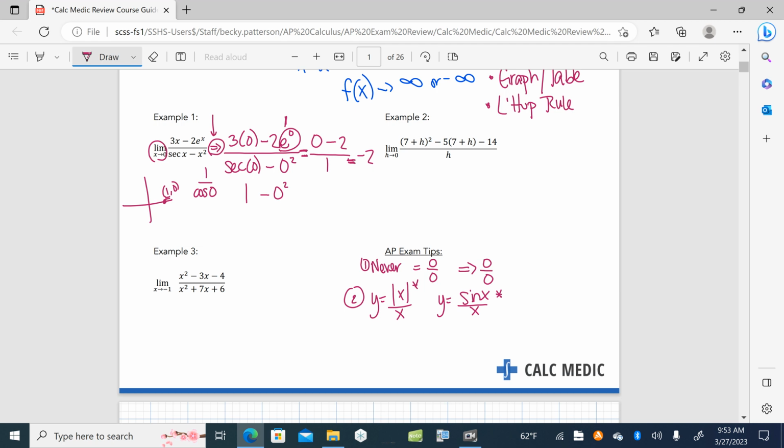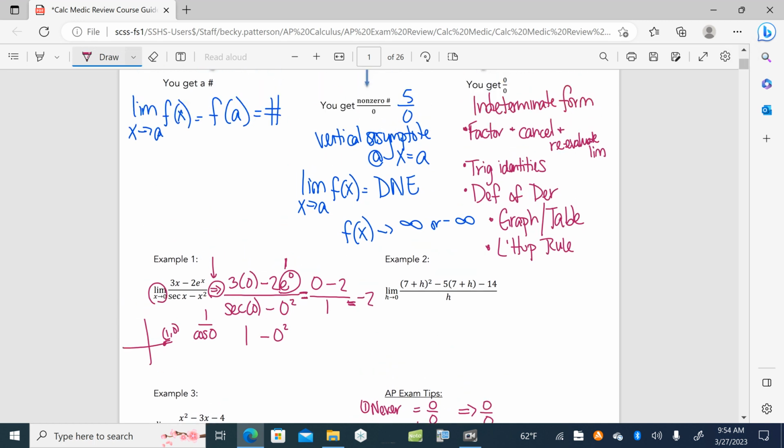All right, example number 2. Again, the first thing I'm going to try is plugging in a 0. So if I plug in a 0 to the first part, that's going to give me 7 squared, which is 49. And that's going to give me minus 35, minus 14, which gives me 0. And then plug a 0 into the bottom, that's going to give me a 0, which is indeterminate form.